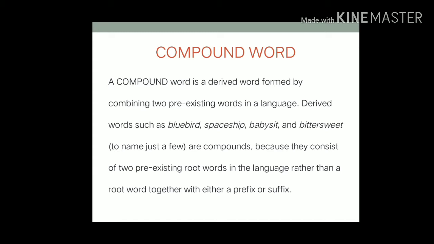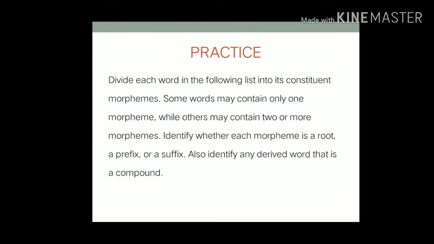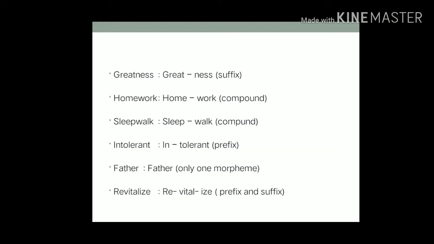So let's do a practice first. Divide each word in the following list into its constituent morphemes. Some words may contain only one morpheme, while others may contain two or more morphemes. Identify whether each morpheme is a root, a prefix, or a suffix. Also identify any derived word that is a compound. And this is the practice itself.